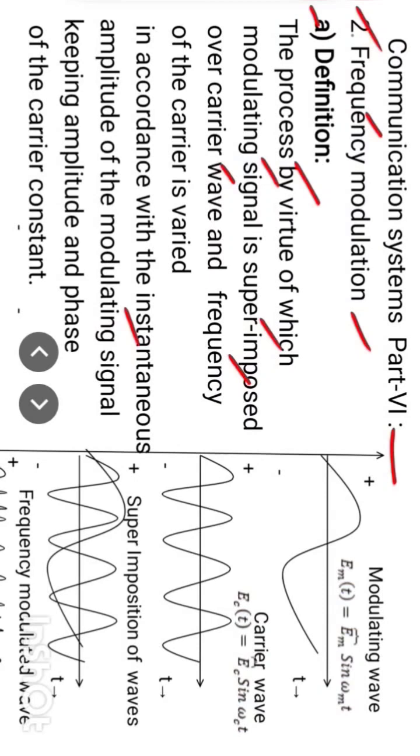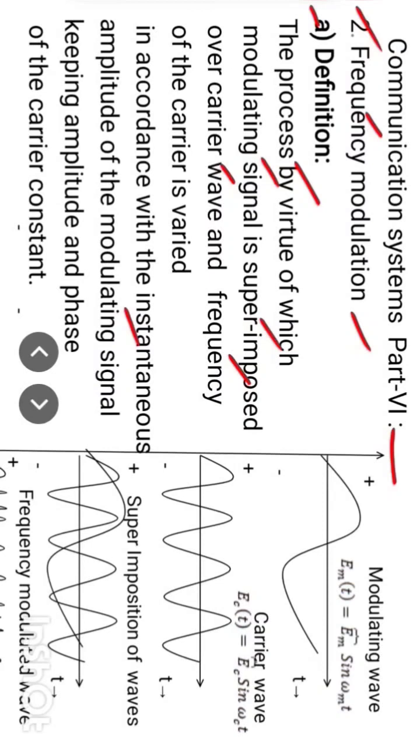I repeat, the process by virtue of which modulating signal is superimposed over carrier wave and frequency of the carrier is varied in accordance with the instantaneous amplitude of the modulating signal, keeping amplitude and phase of the carrier constant, is defined as frequency modulation.